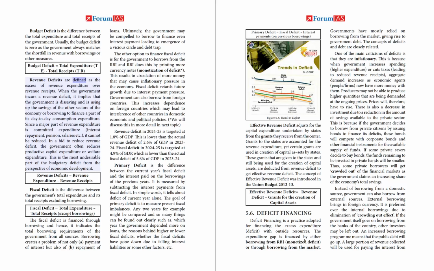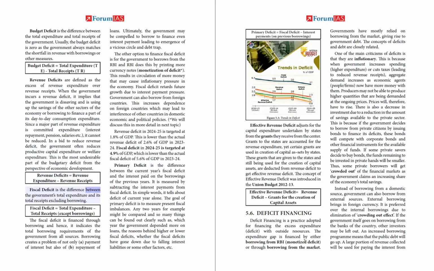Revenue deficit is defined as the excess of revenue expenditure over revenue receipts. When the government incurs a revenue deficit, it implies that the government is dissaving and is using up the savings of the other sectors of the economy or borrowing to finance a part of its day-to-day consumption expenditure. Since a major part of revenue expenditure is committed expenditure, such as interest repayment, pension, salaries, etc., it cannot be reduced. In a bid to reduce revenue deficit, the government often reduces productive capital expenditure or welfare expenditure. This is the most undesirable part of the budgetary deficit from the perspective of economic development. Revenue deficit equals revenue expenditure minus revenue receipts.